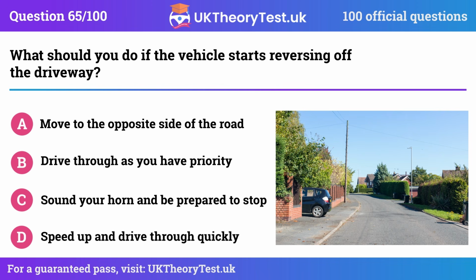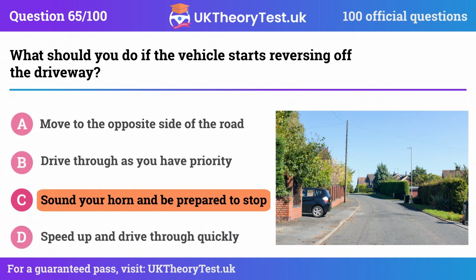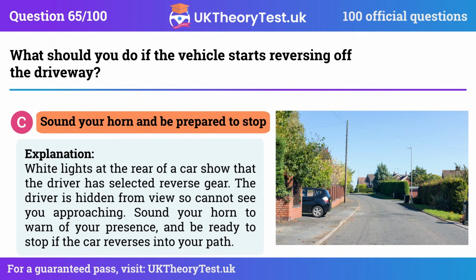The correct answer is C. Sound your horn and be prepared to stop. Explanation: white lights at the rear of a car show that the driver has selected reverse gear. The driver is hidden from view so cannot see you approaching. Sound your horn to warn of your presence and be ready to stop if the car reverses into your path.